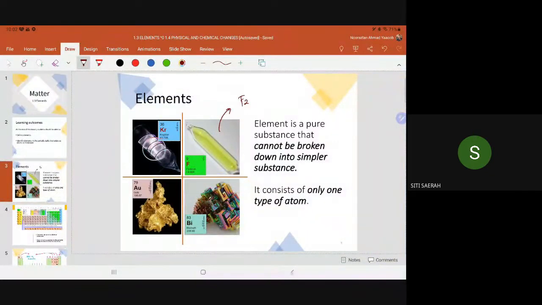Okay, so these are all the elements, some of the elements. So this is krypton gas that is in the lamp. So the lamp is white. It only consists of one type of atom only. So F2 only has one type of atom, F. Alright. So this is the key element. So this is the definition. So if the question asks you to define, this is the definition.